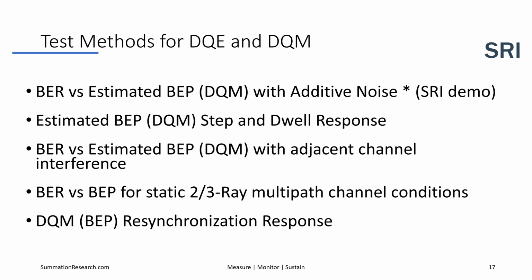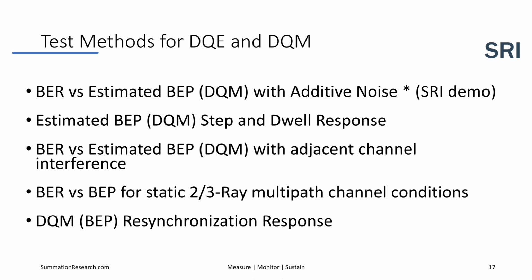11.3 is BER versus estimated bit error probability, DQM, with adjacent channel interference. This method tests the impact of interference from adjacent channels on the BER versus estimated bit error probability. It is essential for evaluating systems' robustness in environments with multiple competing signals.